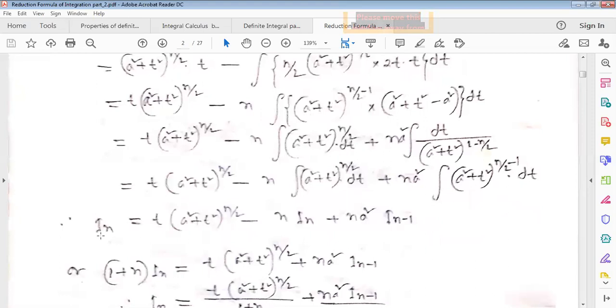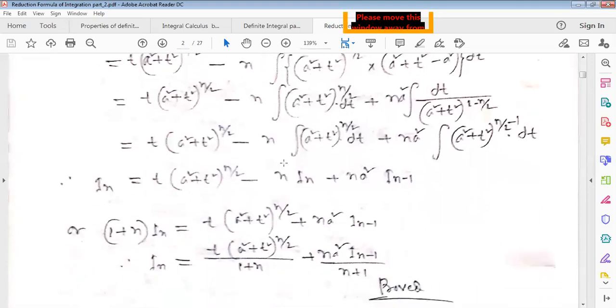Now we can write in standard form, t into a square plus t square to the power n by 2 minus n into, this is the given integration In, right? In, and this is the given integration, but n is n minus 1, so n will be what? n minus 1. Now this In and this In taking common, this will be 1 plus n into In, and this plus this. Now In equals to what will be? 1 plus n, dividing by 1 plus n. Clear?